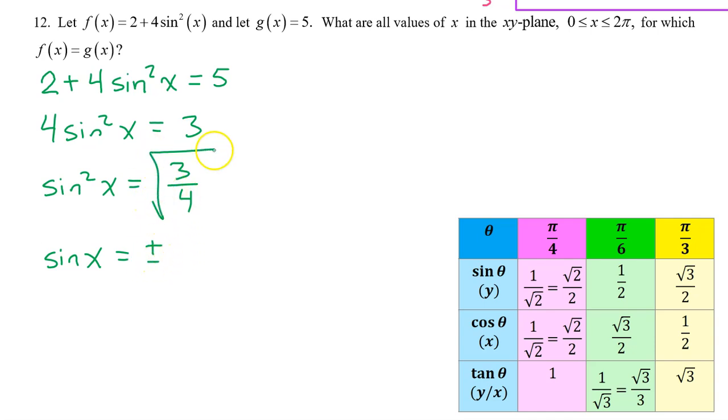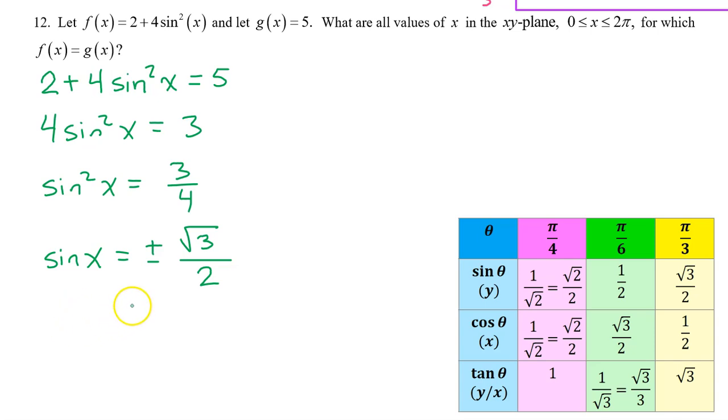And in my head I'm thinking of this. However, when you take the square root of a fraction, you really take the square root of the numerator and the denominator separately. There's nothing I can do with the square root of 3, so I'm going to leave that as is. However, the square root of 4 is 2, so I'm going to have sine x equals plus or minus radical 3 over 2.